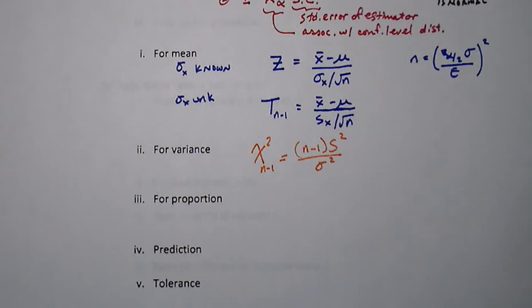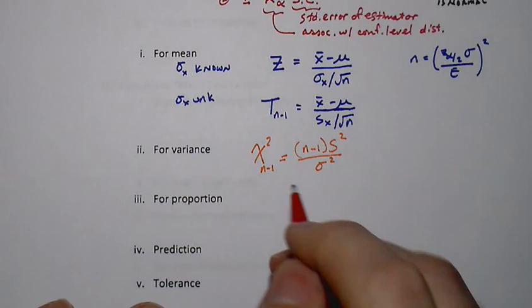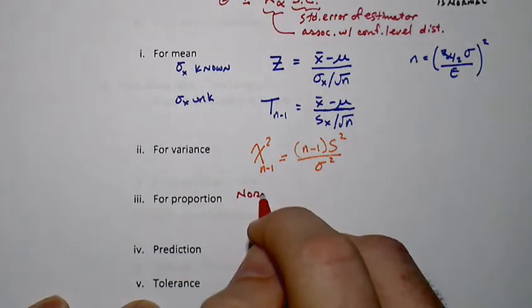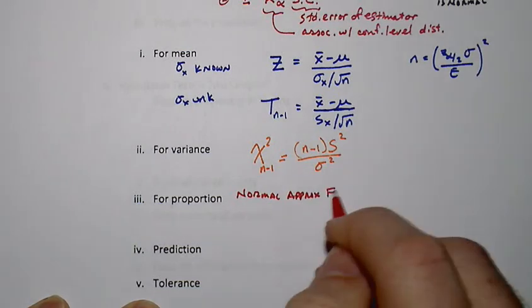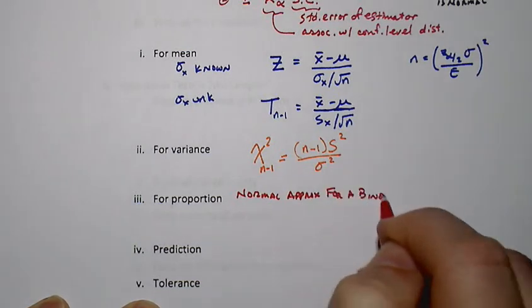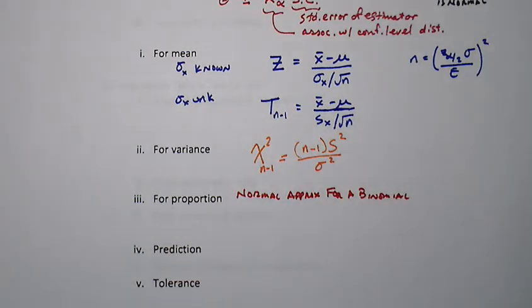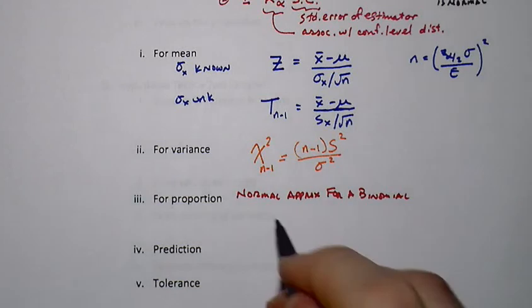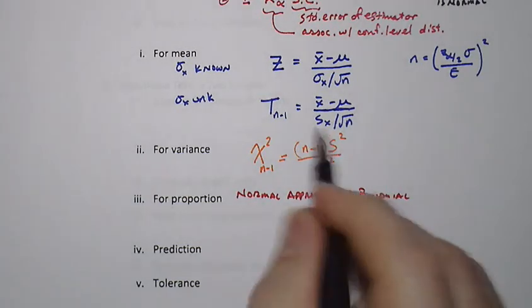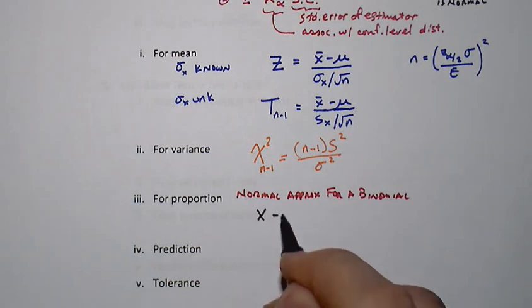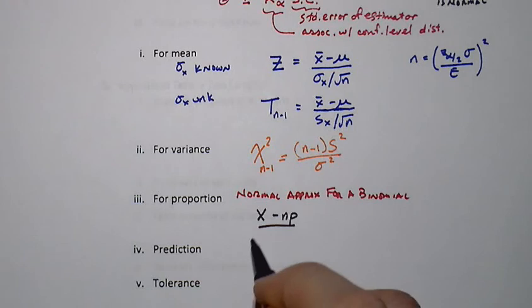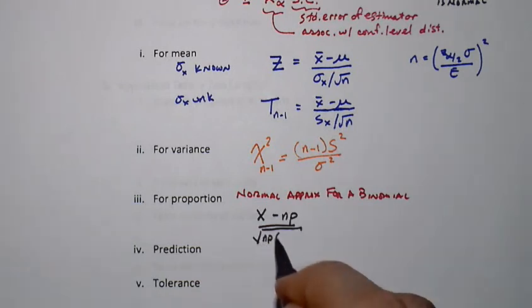For proportions, then we looked at that we were going to use a normal approximation for a binomial variable, and that led us to the equivalent of one of these guys here, and now it becomes a z, which was x minus np over the square root of np times 1 minus p.